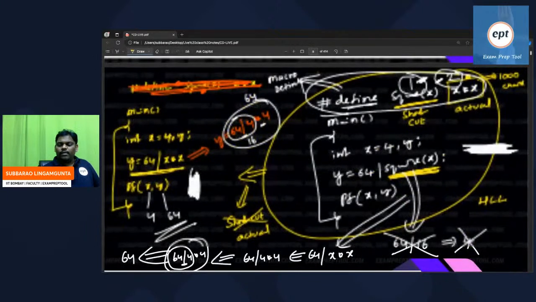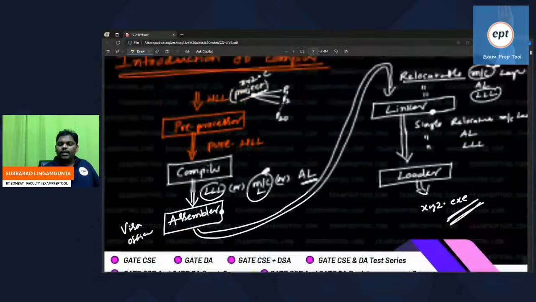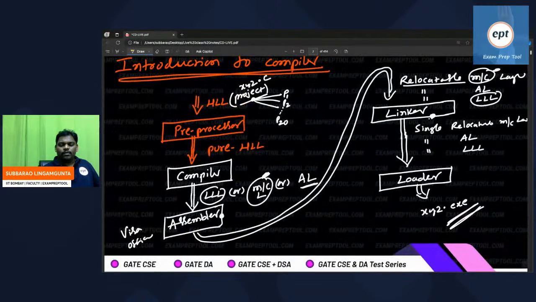Now come back here. So please take care about all the things. Linker will link. That is the reason the names came. Loader will load the program from hard disk to main memory. Assembler will create a relocatable code. Compiler will convert high level to low level. Preprocessor will convert high level to pure high level.